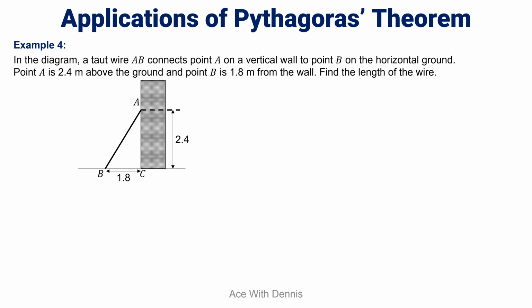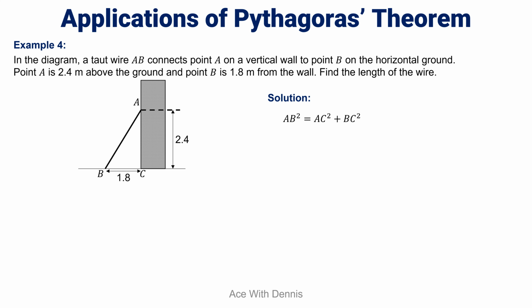Given this diagram, in the diagram, a top wire AB connects point A on a vertical wall to point B on the horizontal ground. Point A is 2.4 meters above the ground and point B is 1.8 meters from the wall. Find the length of the wire. So here's the solution.